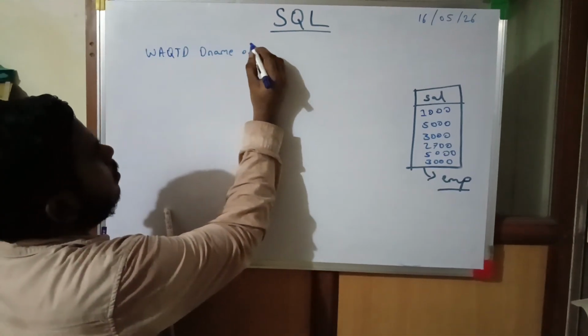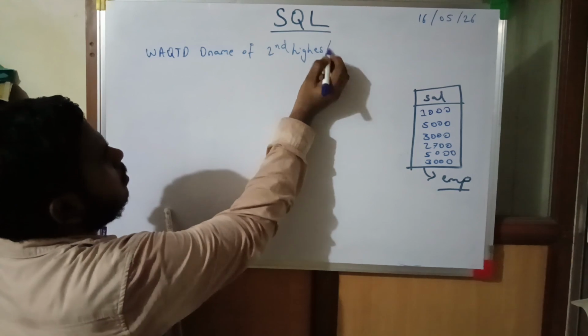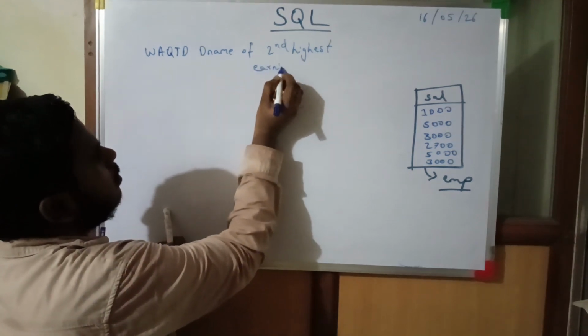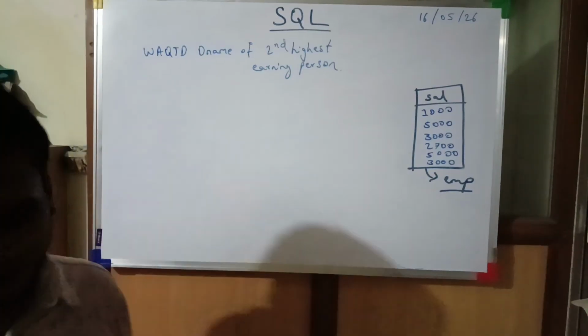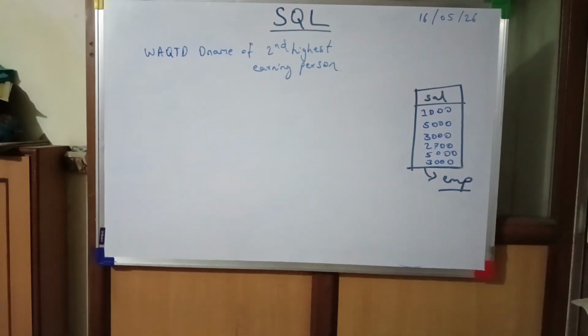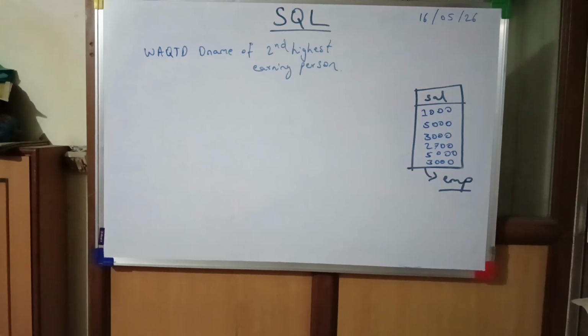Now, if I give you a question like this: write a query to display the name of the second highest earning person. Okay, if I give you a question: write a query to display the department name of the second highest earning person. This is the question.